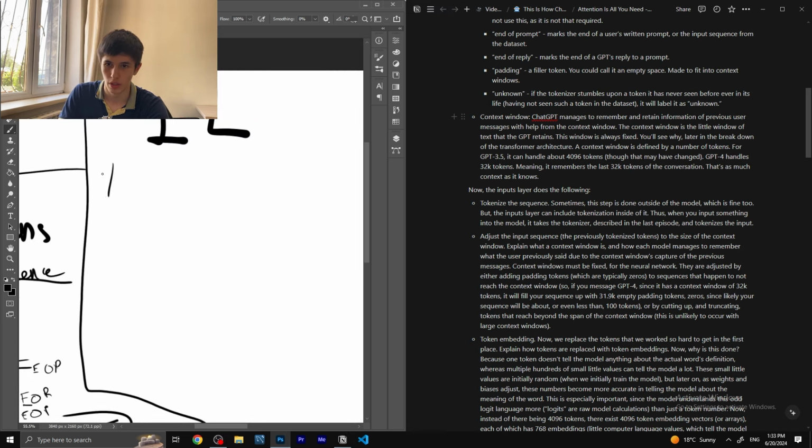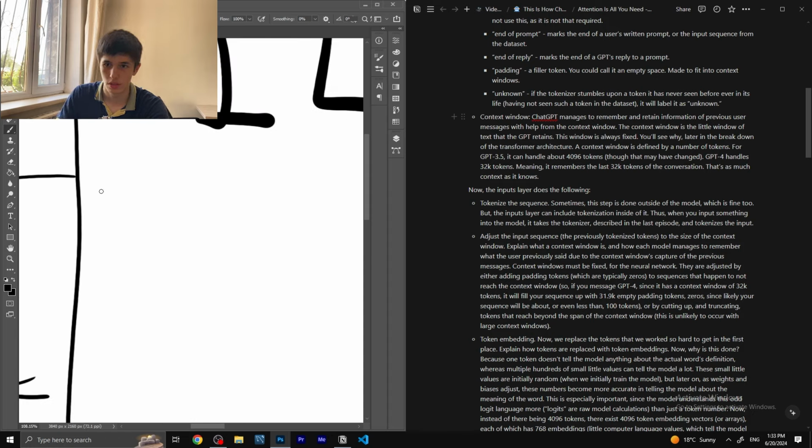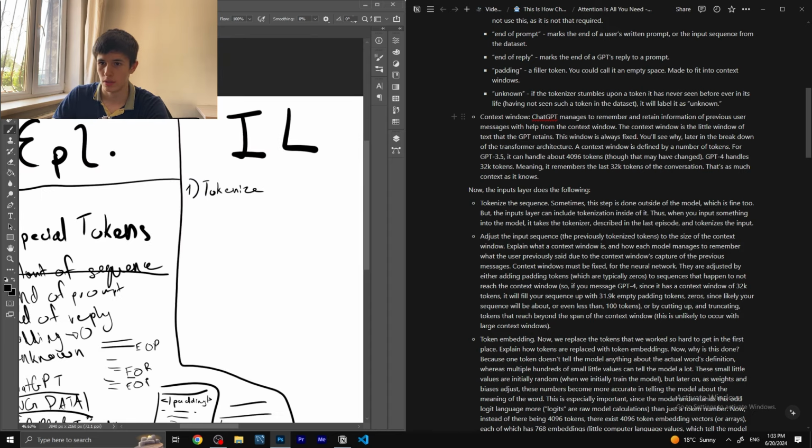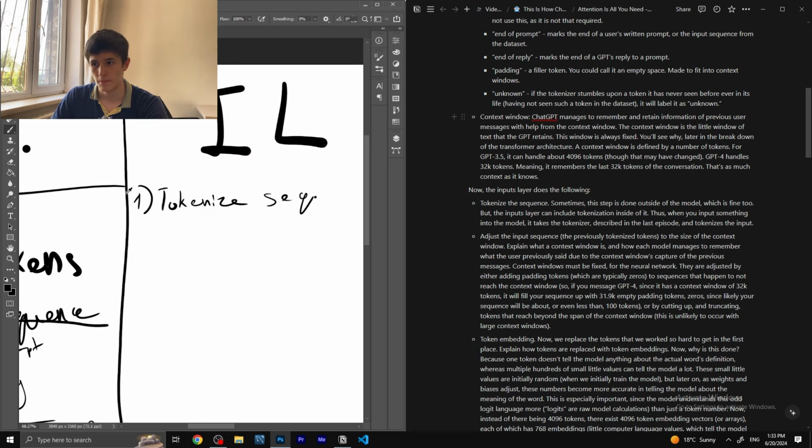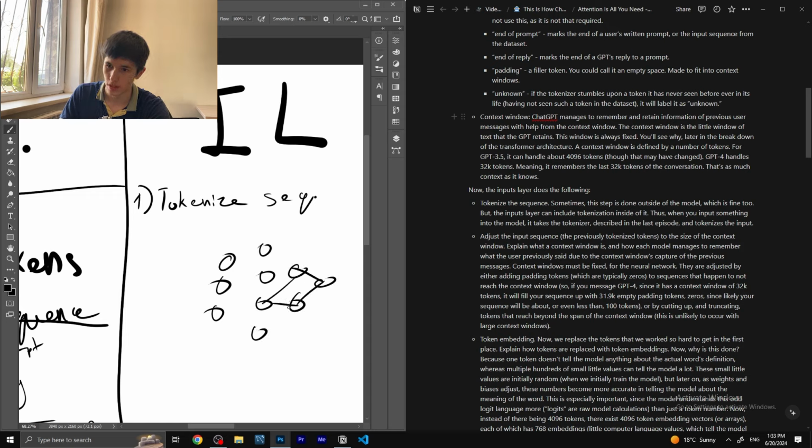It tokenizes the sequence. One, tokenize sequence. Sometimes this step is done outside of the model. So you could imagine the inputs layer is the part of the neural network. So if you have boom, boom, boom, boom, like a neural network like that, I'll draw it anyway, it's kind of satisfying to draw, like that. Okay, so there we go.